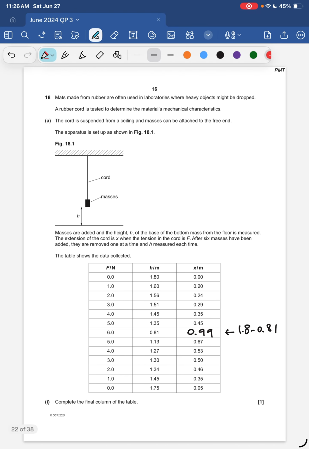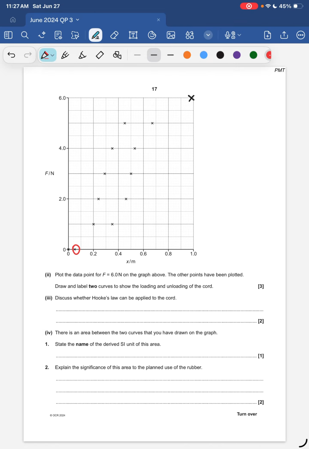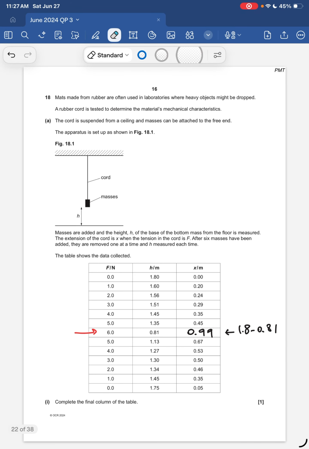Okay, by the way, notice that they keep loading, they keep adding masses until we reach 6 newtons, and then they start removing masses. So we have 5, 4, 3, 2, 1. And then notice that when all the loads are removed, x is 0.05 meters, which we see there. Okay, so that point is part of the unloading curve, and it's because this cord does not follow Hooke's law.